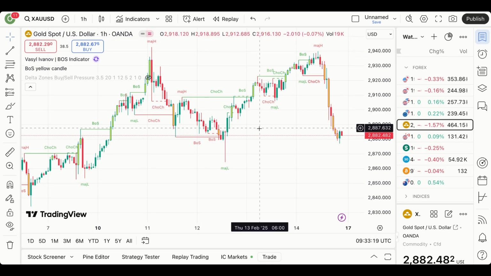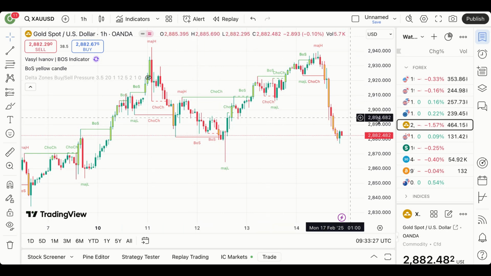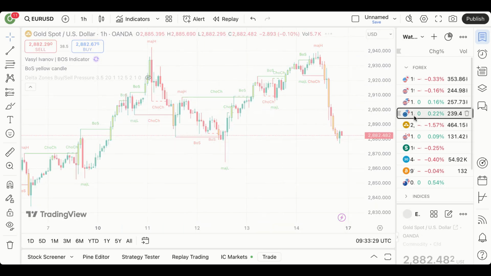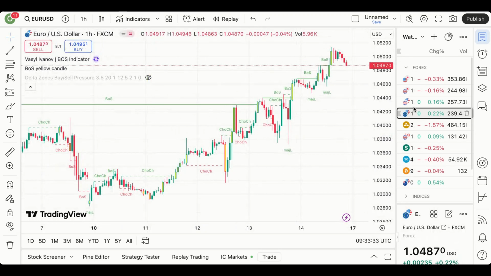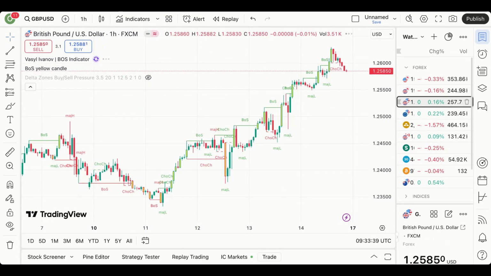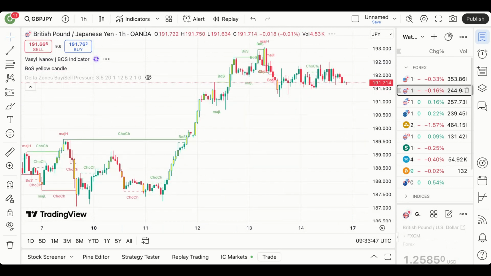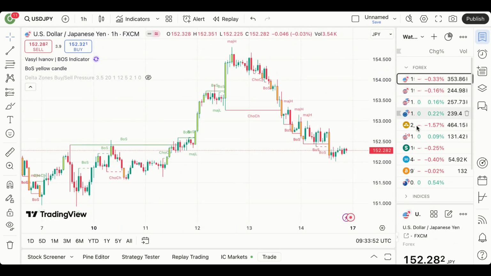I only trade just five pairs, and that is gold and USD, as you can see, and Euro USD. Sometimes I just compare it with GBP USD and also GBP JY, then USD JY. So one, two, three, four, five. These are five pairs that I trade basically. So let's start with the first one.